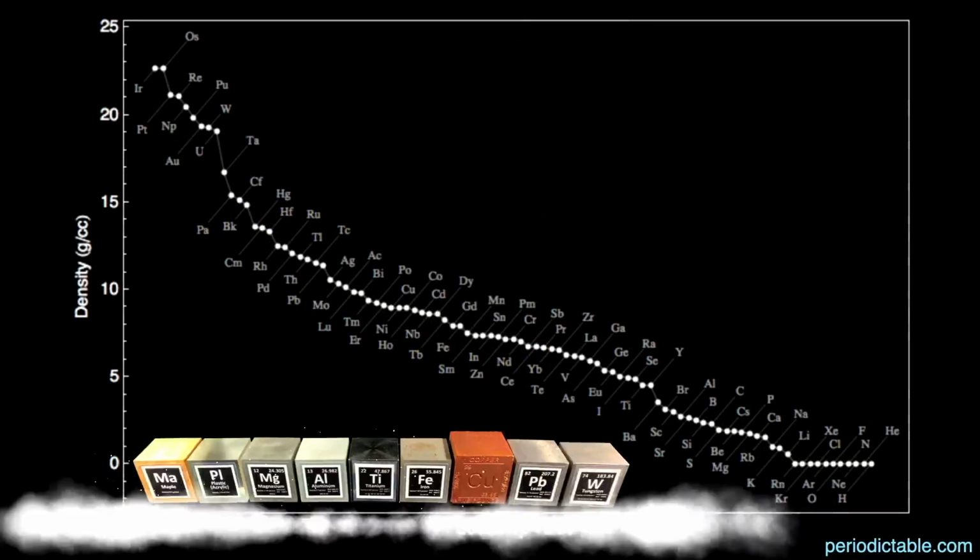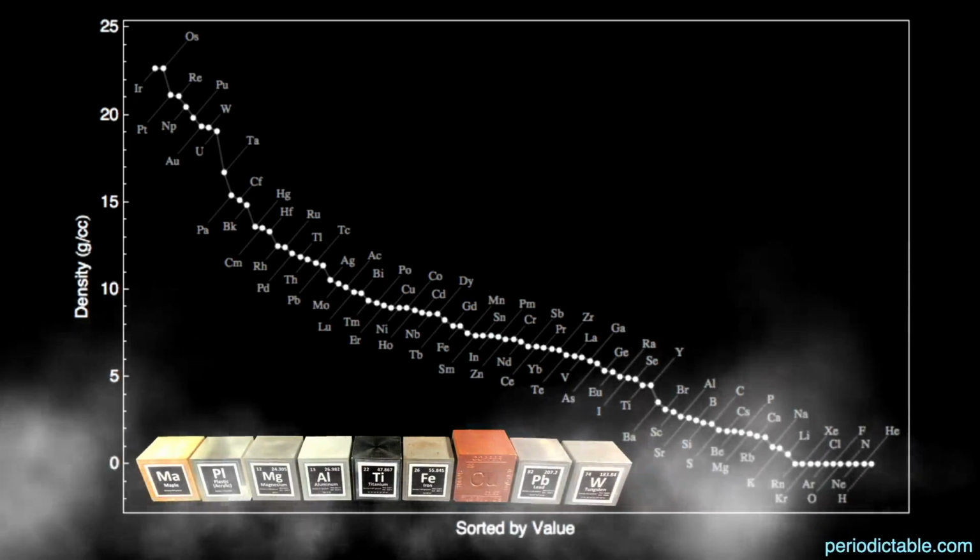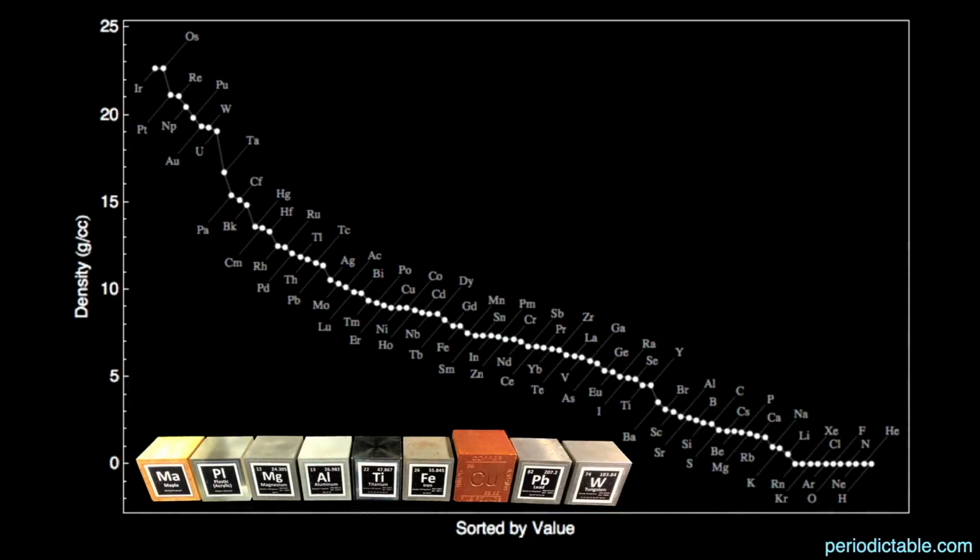I have a set of blocks so you can feel density for yourself. My set of blocks have a wide range of densities, with the densest at tungsten, to lead, to copper, to iron, to titanium, to aluminum, to magnesium. I also have plastic and wood blocks, but those are not technically elements.